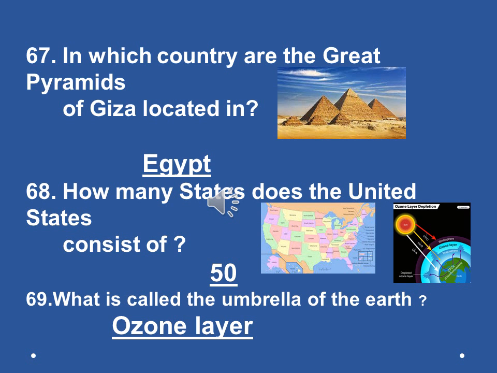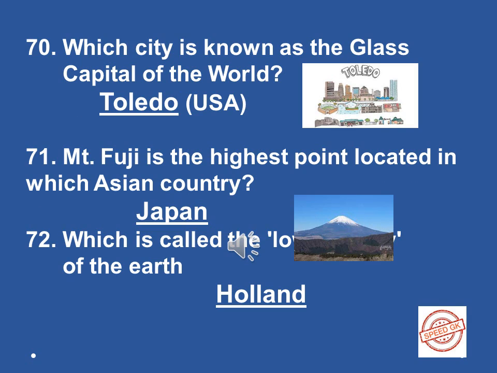In which country are the Great Pyramids of Giza located? Egypt. How many states does the United States consist of? 50. What is called the umbrella of the Earth? Ozone layer.